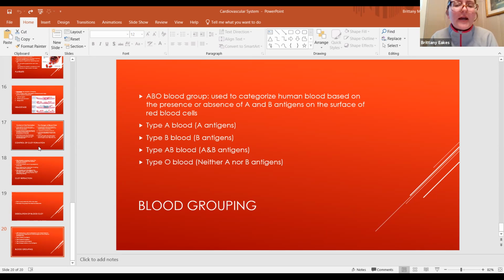Okay, so the ABO blood group basically just means the type of blood you are has the presence or absence of A and B antigens on the surface of red blood cells. I know that's a lot of words. So every cell in your body has markers on them, and that's so your body recognizes them as your own.